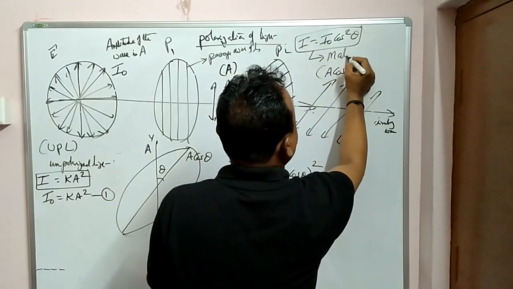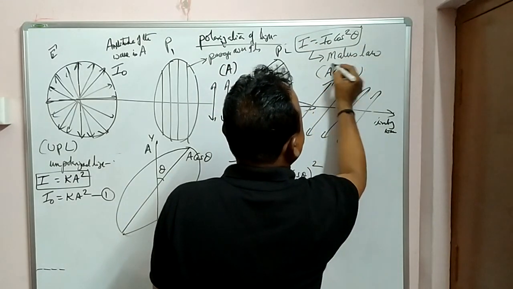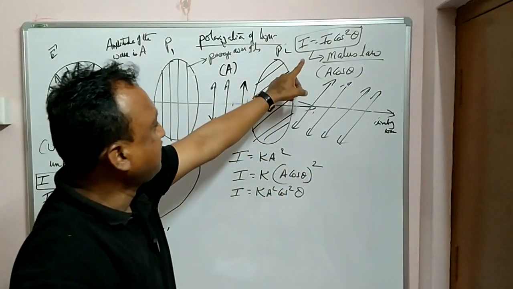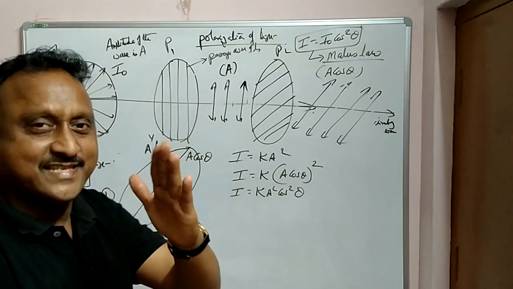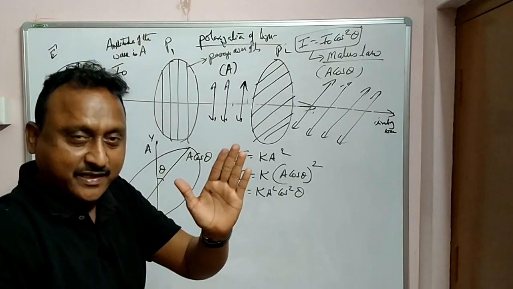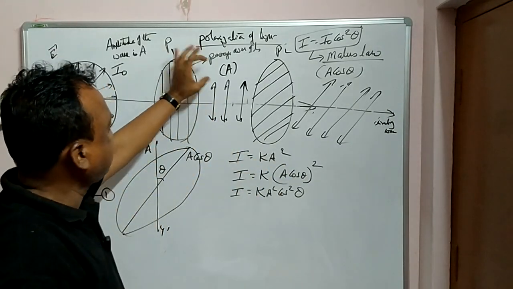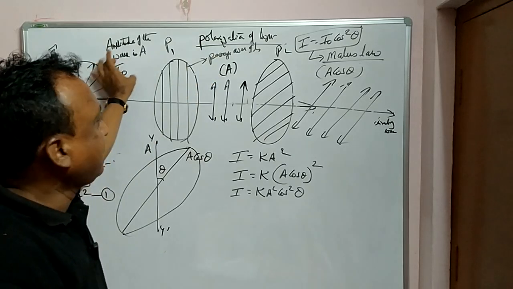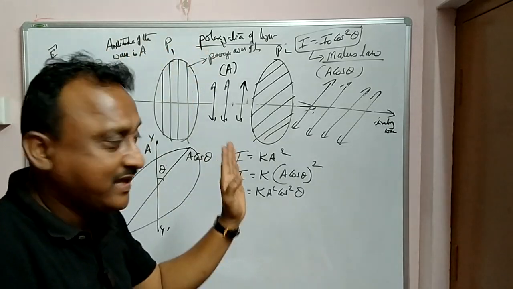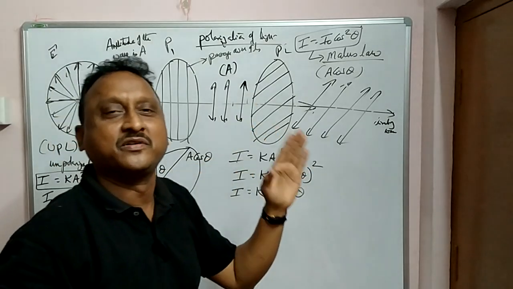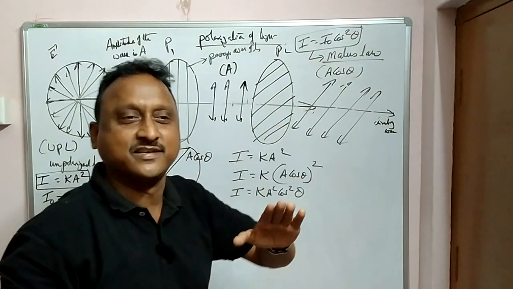Very, very important. Malus law. Okay? So what is Malus law? When the passageway is kept at some angle, the components, if intensity was I0 initially and amplitude initially was A, when it is passing through some angle, the component coming out from the Polaroid is A cos theta.